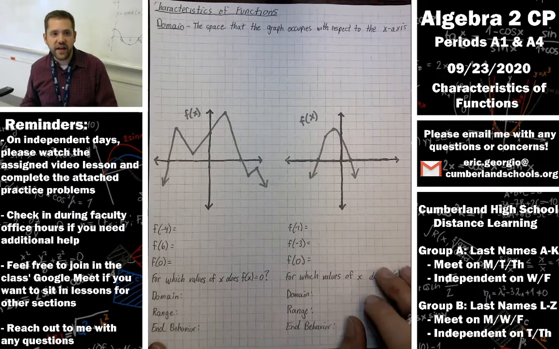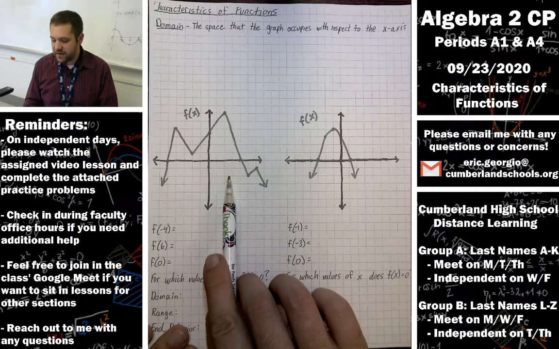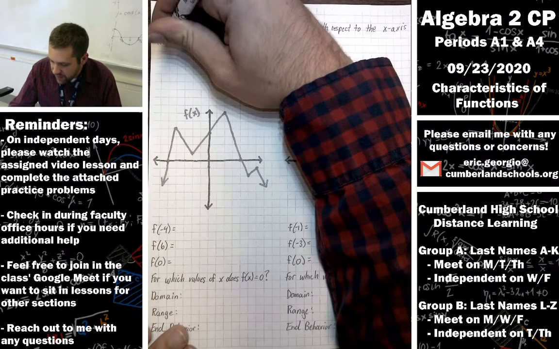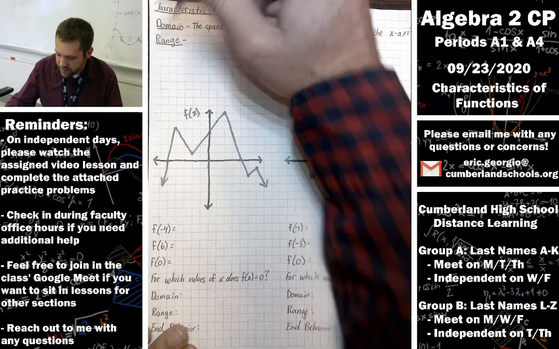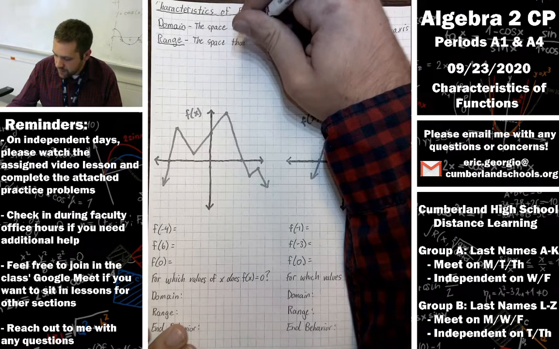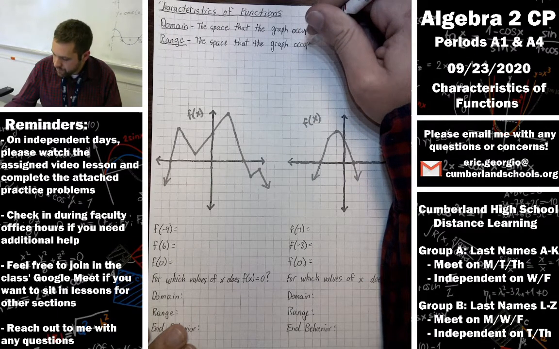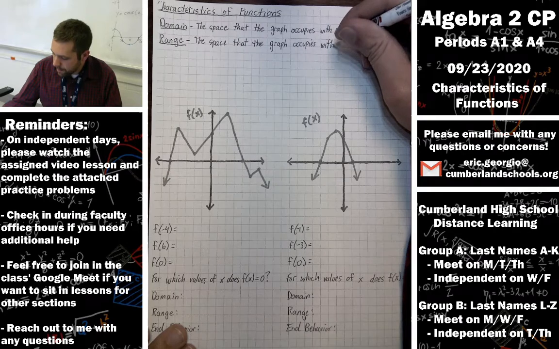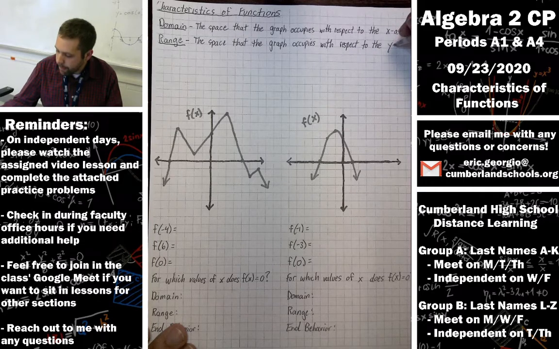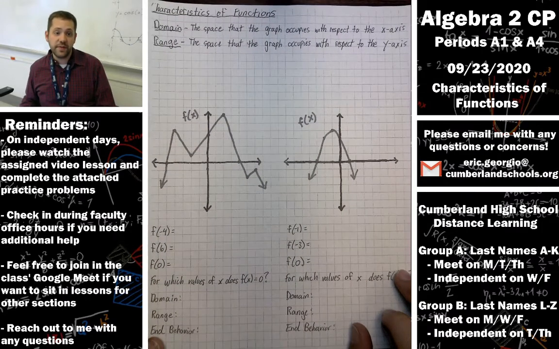The domain is really the set of all possible input values, but visually we say, where does it occupy with respect to the x-axis? If I look to the left, if I look to the right, how far does the function go? The range asks the same question, but instead of looking left to right, we're looking bottom to top. It's the space that the graph occupies with respect to the y-axis. Okay? In other words, it's all possible output values of a particular function.